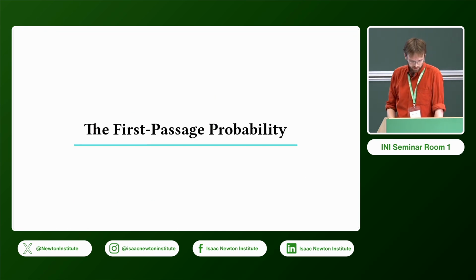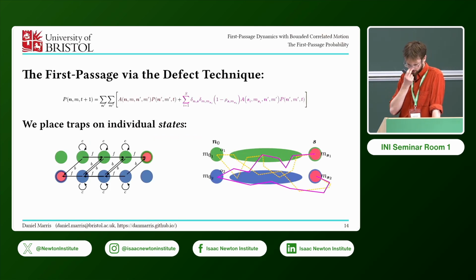Okay, so how do we use this to extract the first passage probability? Well, we use a defect technique, and basically the crux of the method is that we want to put traps on internal states and not over the whole site itself. And the reason for that is if we look at the schematic on the bottom left of the screen, we only need to put one trap in the system because we physically cannot get into that site from the right. We can't go past it and make a turn and come back in, because we get absorbed out of the system once we reach that point.